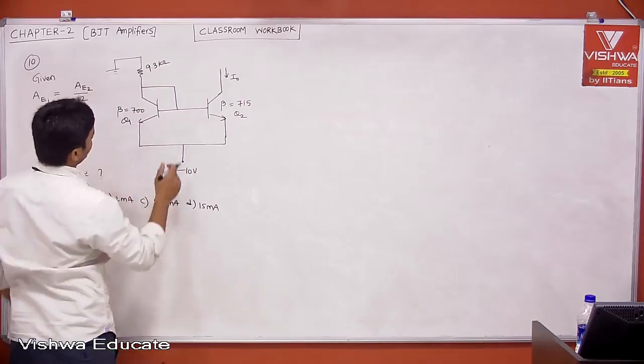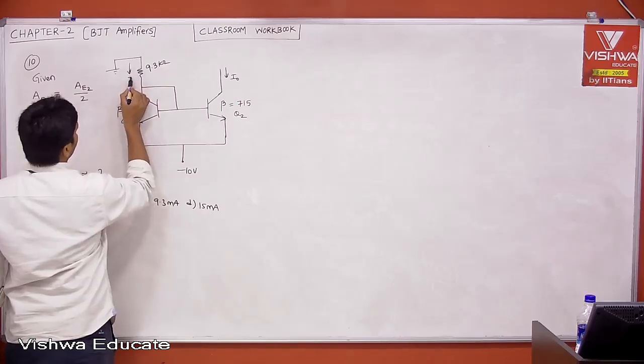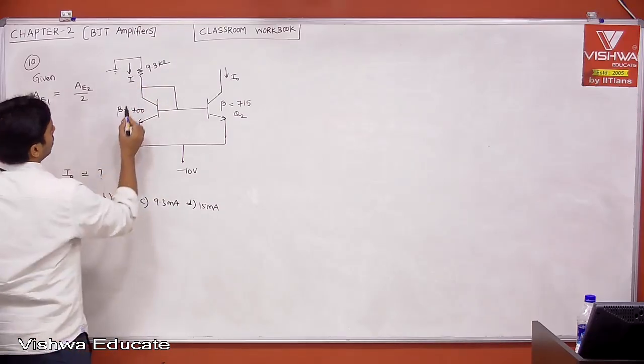Therefore, now tell me, let us say there is a current flowing through it. Let us say this is your I. Okay, that is your current I. Normally people call this I bias.